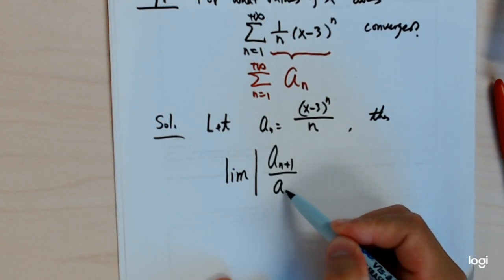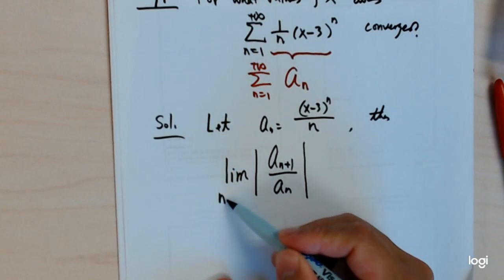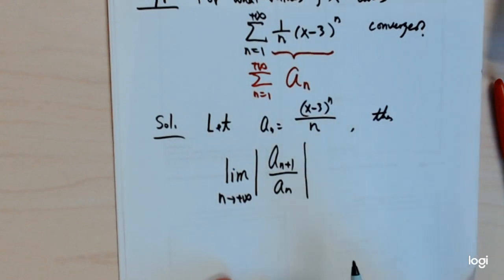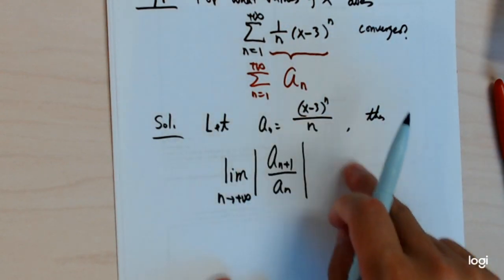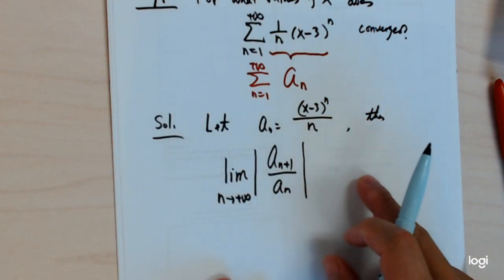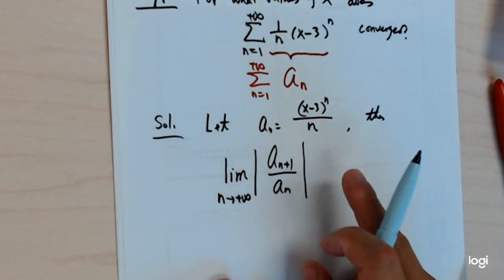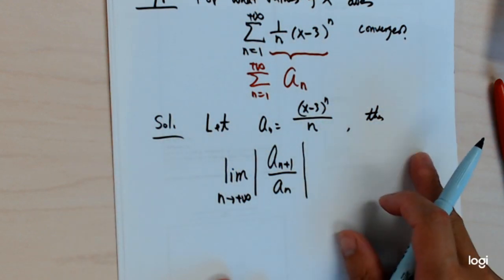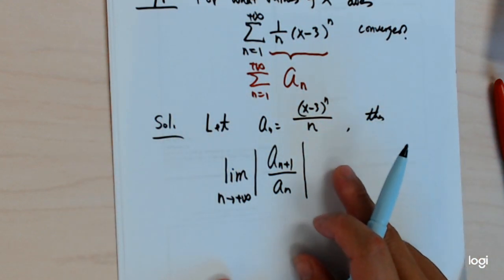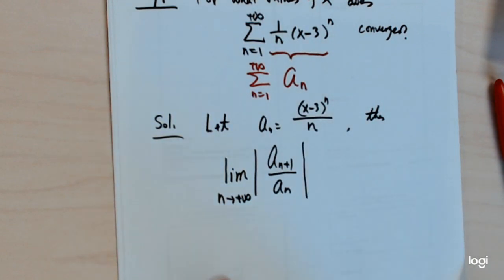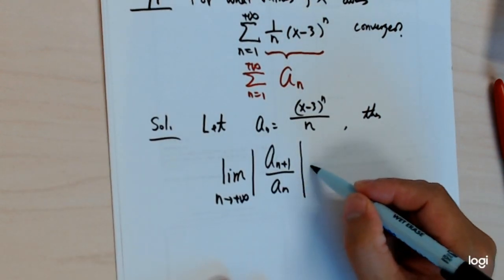Do you remember that? Let n go to infinity. The ratio test says whenever this number turns out to be less than 1, the series converges absolutely. Bigger than 1, it diverges. Equal to 1, the ratio test fails. So that's the criteria we're going to use.